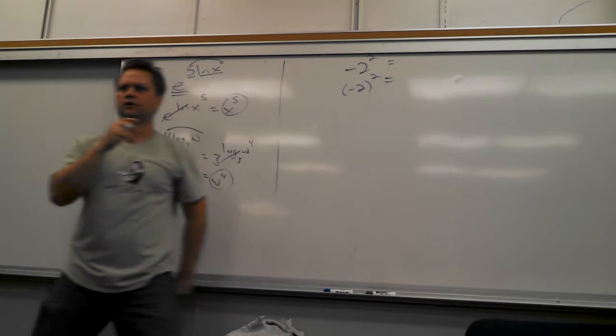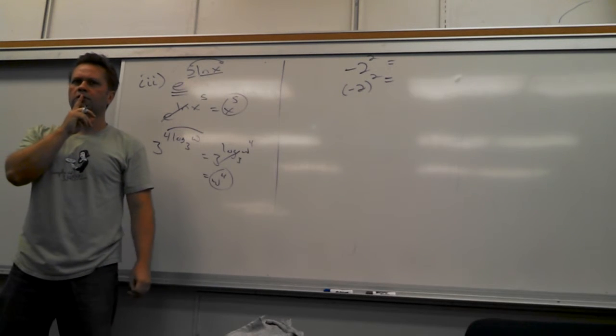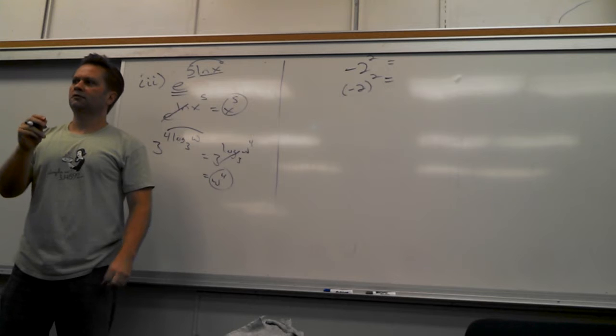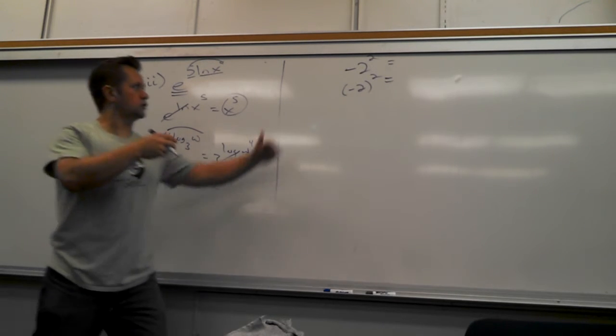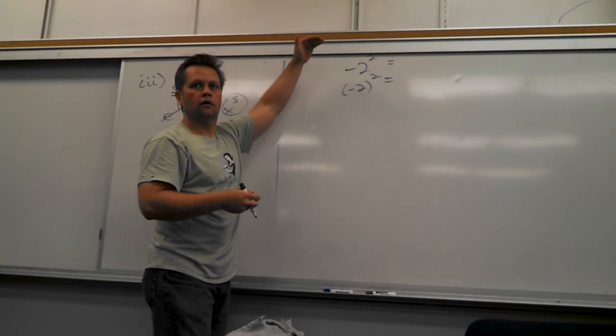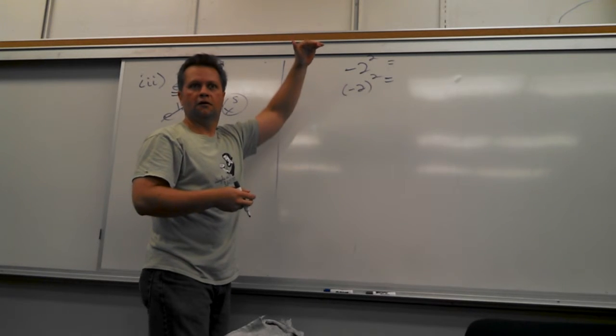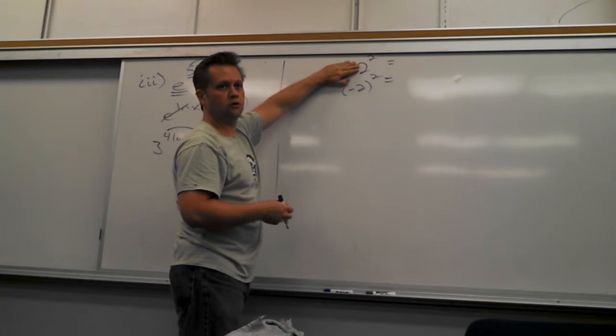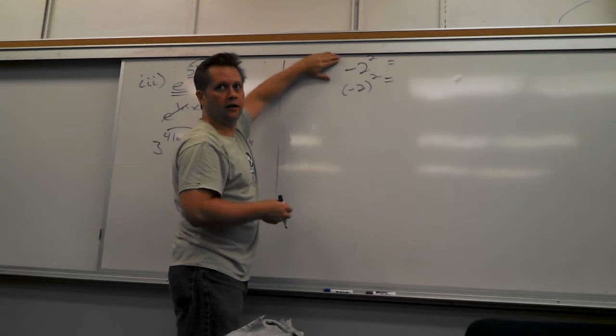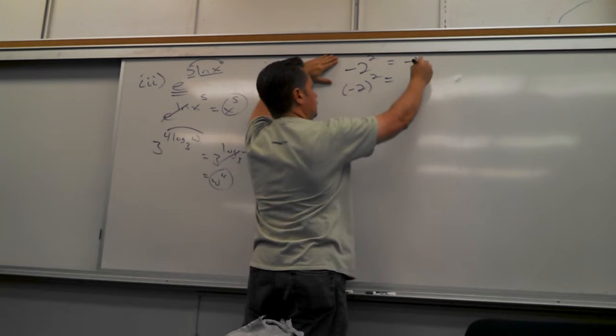Do you remember the difference here? Sometimes I see problems in the homework that make me wonder. What's the first one? Negative. Yeah, because what am I squaring? 2. 2 squared is? With a negative in front. All right, that's negative 4.